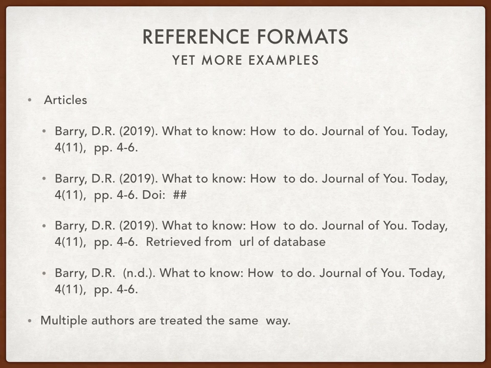There are sometimes that you don't see the exact journal. You retrieve it from a database like the Washington Post archives. Well, you want to give the URL of that database so that I can find the article again. And then again, if you have no date, N period, D period. Treat multiple authors the same way. It's always the first author that determines in the alphabetical order that they will be listed in your references.